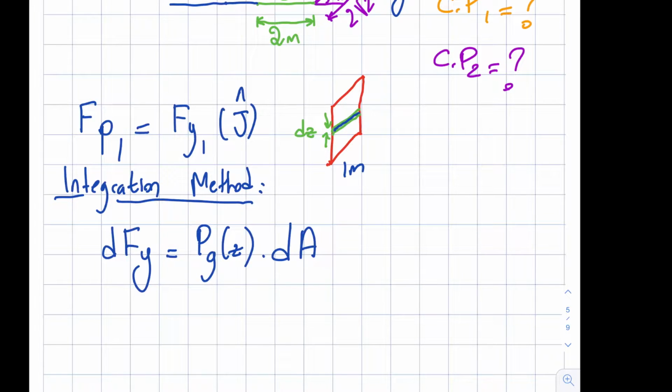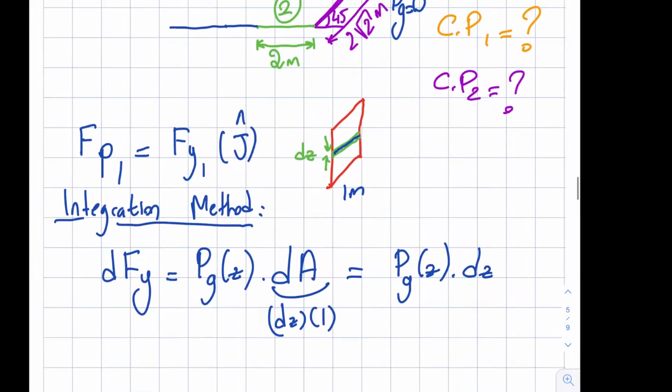Then what I'm going to do is I'm going to look at what is dA in this particular case. You can see it. It's dz that is the height of it, right? And 1 is into the page. Okay, let's plug it in. So then I will get Pgz times dz. I'm going to write 1 over here, because multiplication by 1 doesn't matter.